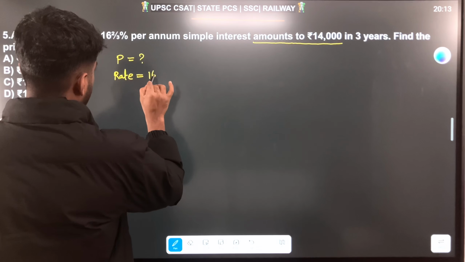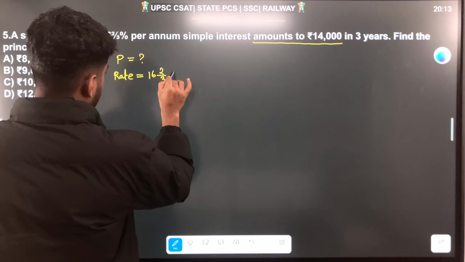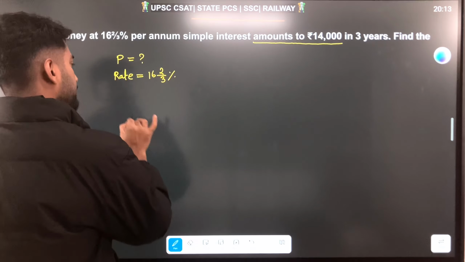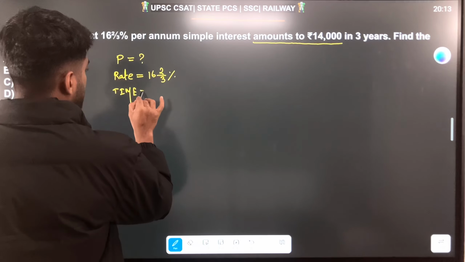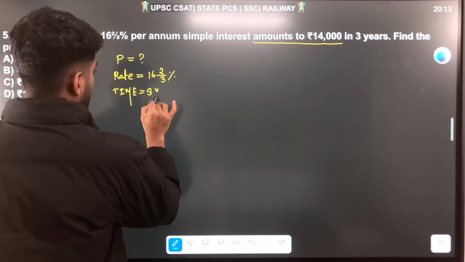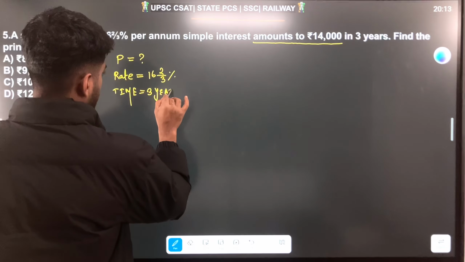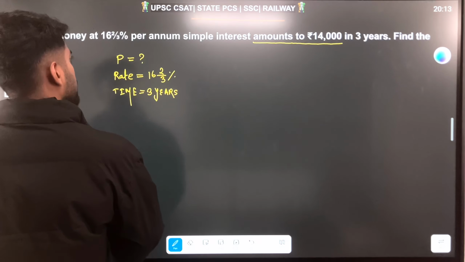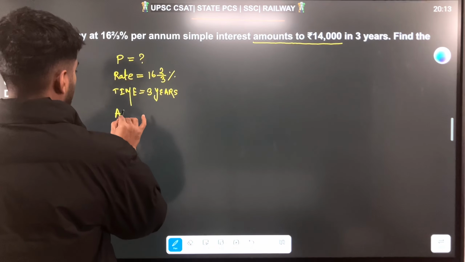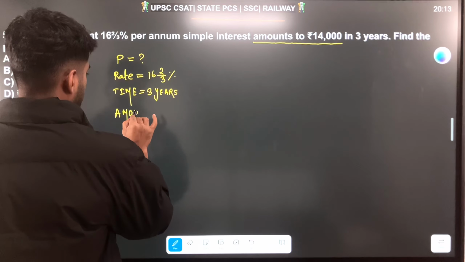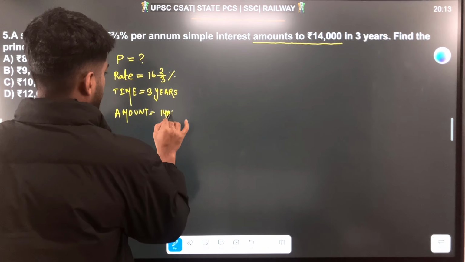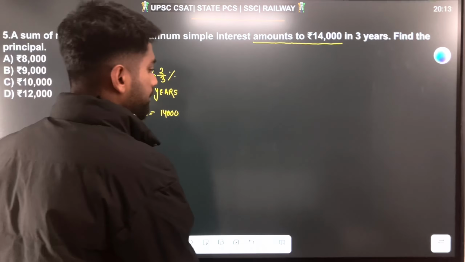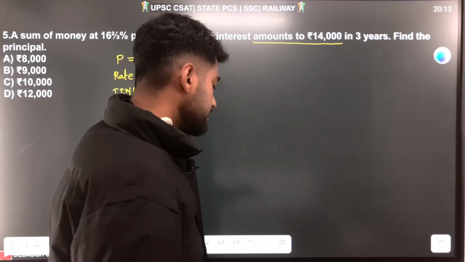The rate is 16 2/3 percent. We have the time also, which is 3 years. Next, what do we have? We have the amount, not the simple interest. The amount is 14,000. Got it? समझ में आया? The amount is 14,000. Now check it.